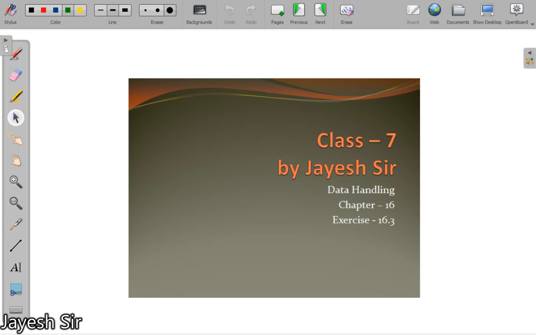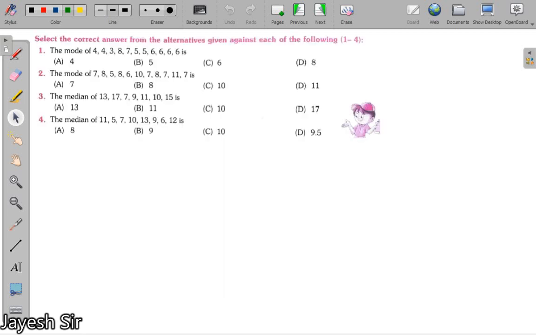Today we are going to continue our previous exercise 16.3 of chapter data handling. We have completed a few questions. We have talked about what mean was in the earlier class. Mean was the average, and then we talked about how to determine median and mode for a given set of numbers. Today we are going to discuss more about the same.